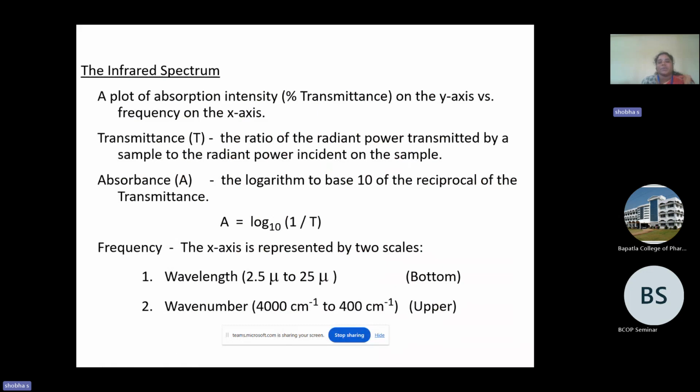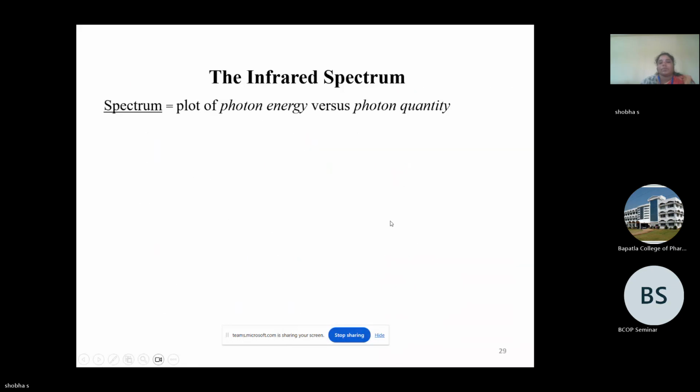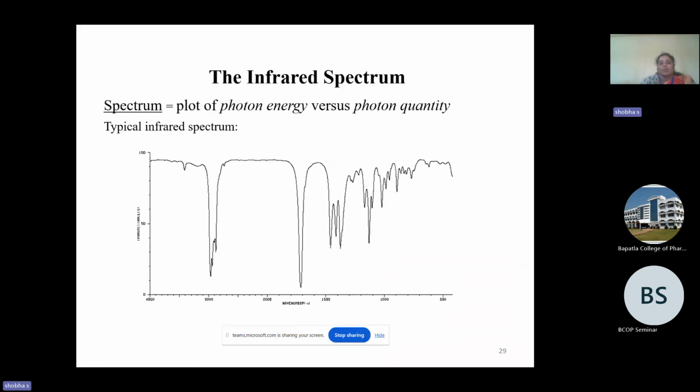On the x-axis, we see the frequency of the compound. On the y-axis, we see the percentage or intensity of the transmittance. The spectrum will look like this. From here onwards, you need to thoroughly see how we structurally elucidate compounds by seeing the different zones observed in IR spectroscopy.